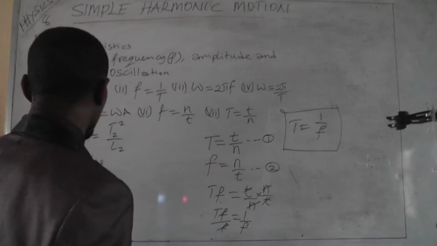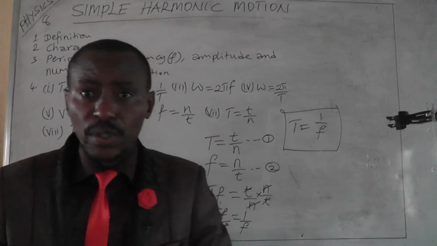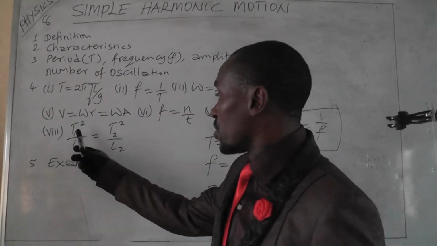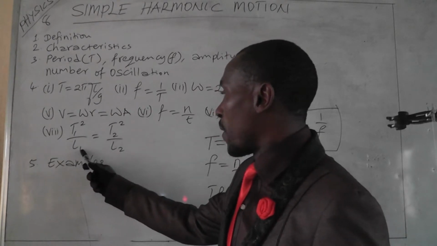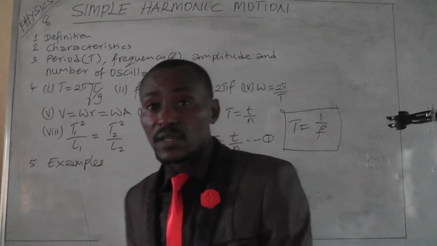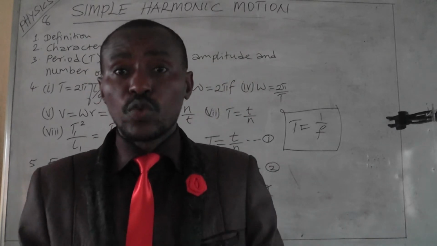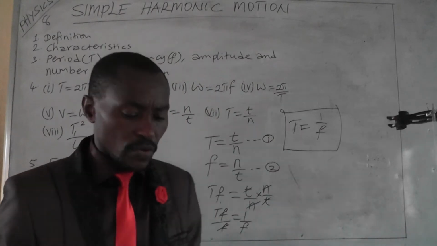This is it here. Now, let's see one good and hidden equation in simple harmonic motion, which is this: period 1 squared over L1 equals period 2 squared over L2. Very important. In order to throw more light on what we have just explained, let's solve some questions and then see.